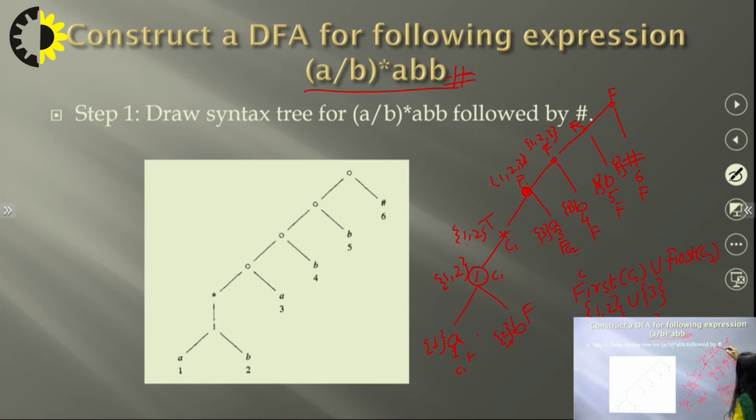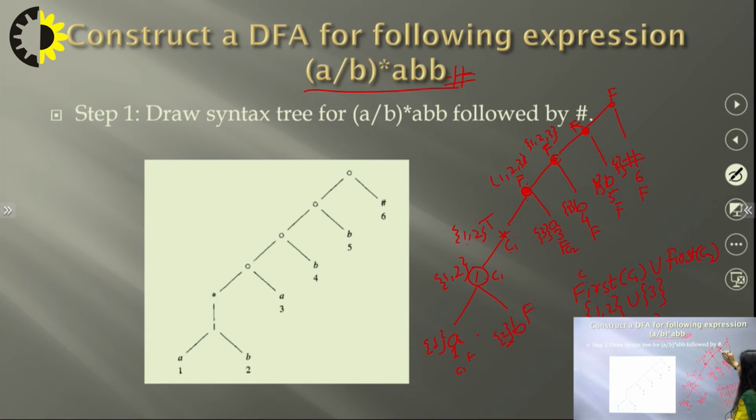Again, there is a concatenate symbol. Then we have to find the firstpos for this concatenate symbol, where the concatenate symbol below is C1 and here B is C2.